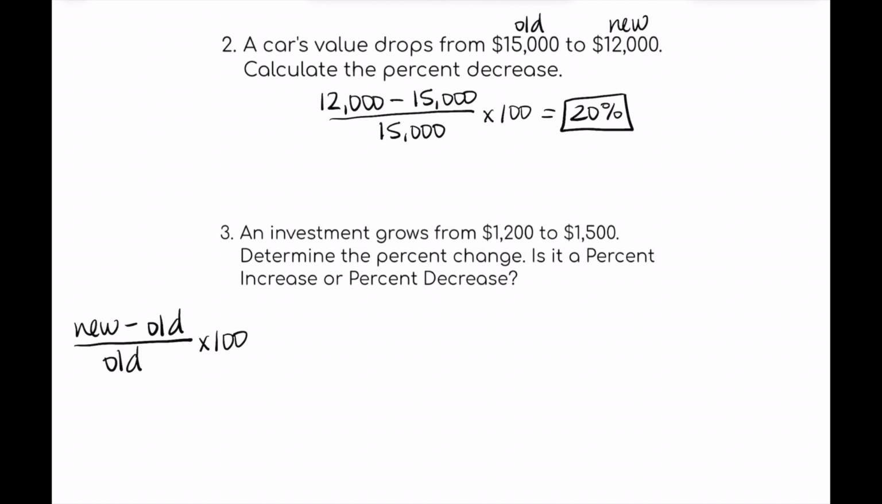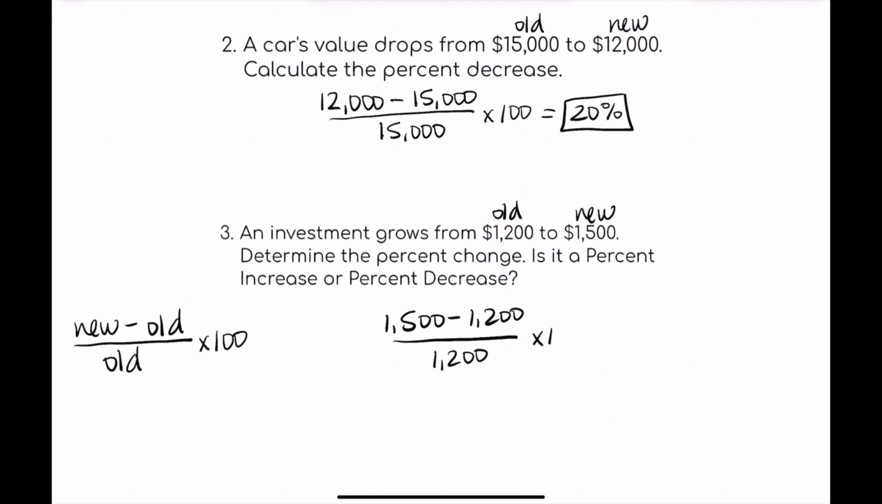And then for our last and final problem, I've rewritten our equation. We have an investment that grows from 1,200 to 1,500. Determine the percent change. Is it a percent increase or a percent decrease? Here we are starting at 1,200 and growing to 1,500, so that is an increase. We know we're going to have a percent increase. We'll plug into our formula: 1,500 minus 1,200 over 1,200, new minus old over old times 100. When we do that, we end up getting 25%, and we know that this is a percent increase.